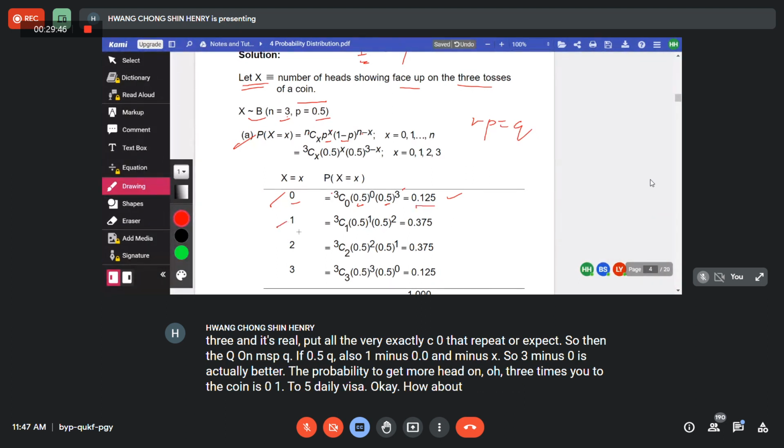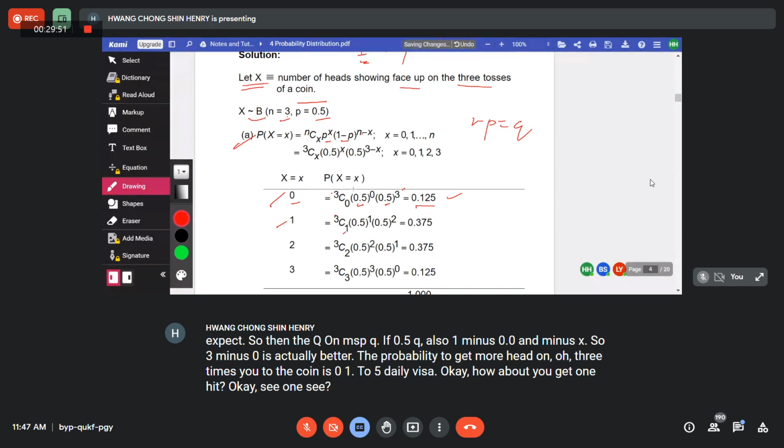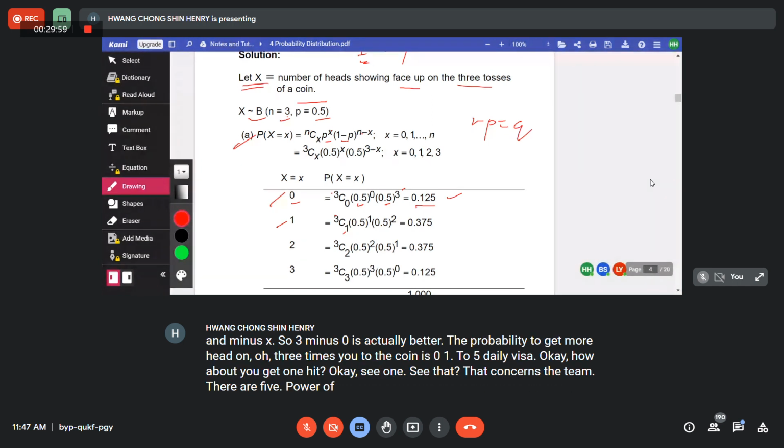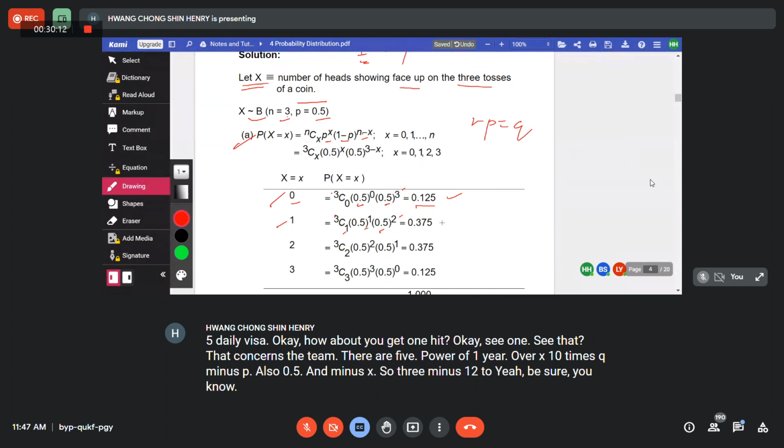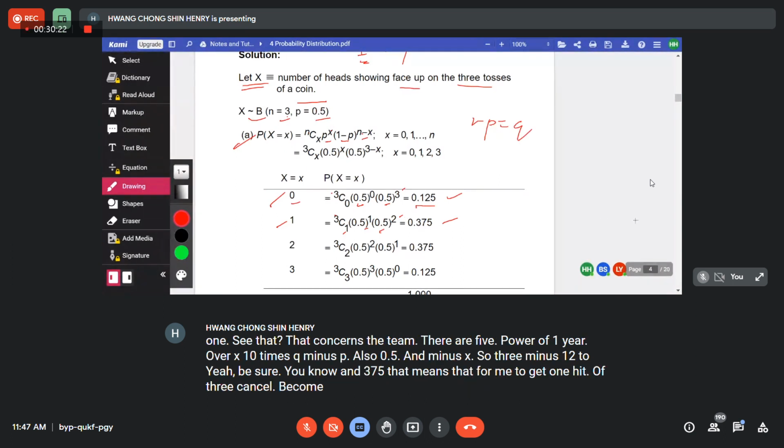Okay, how about if you get 1 head? So 3C1, see? 3C1 on the calculator is 3, right? Then you times p, 0.5, power of x, which is 1 here, times q, 1 minus p, also 0.5, power of n minus x. So 3 minus 1 is power 2. Be sure you know how to press the calculator carefully: 0.375. That means the probability you get 1 head out of 3 throws of the coin is 0.375.